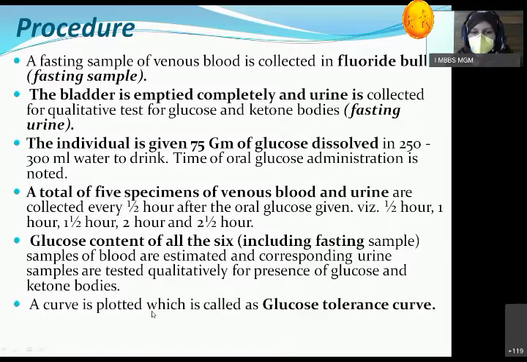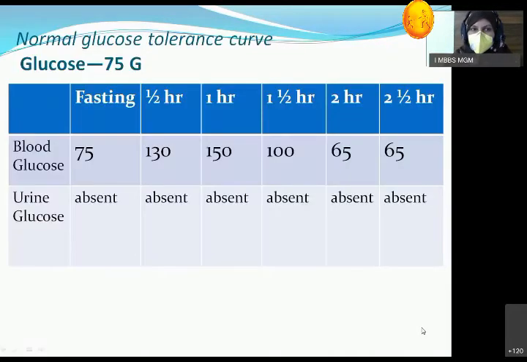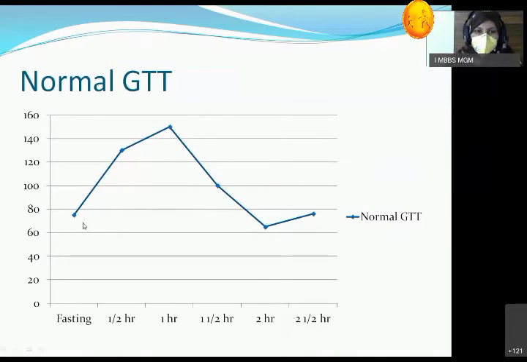Then a curve is plotted which is called the glucose tolerance curve. This table is showing readings of all the 6 samples and urine glucose. Urine glucose is absent in all the 6 samples and these are the readings of all 6 samples. This type of graph is plotted. On the x-axis, time is plotted, on the y-axis, blood glucose levels are plotted. So this type of curve is called the glucose tolerance curve.